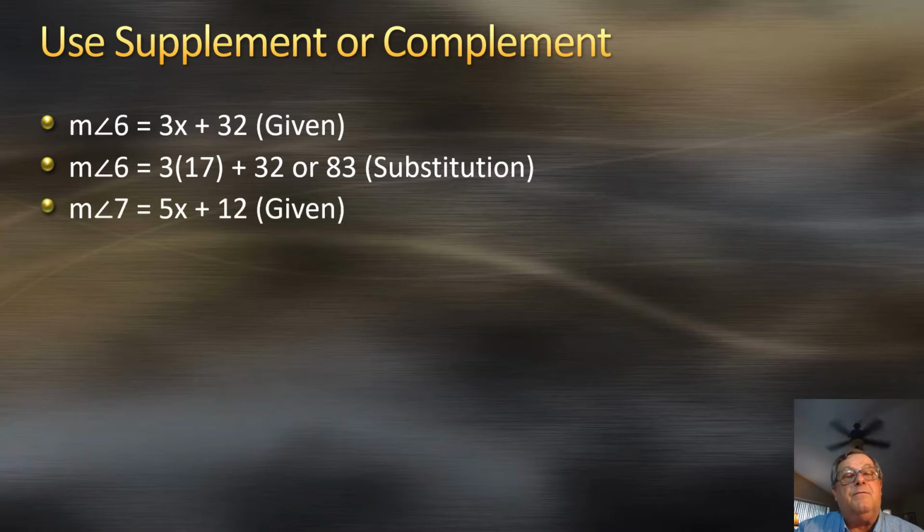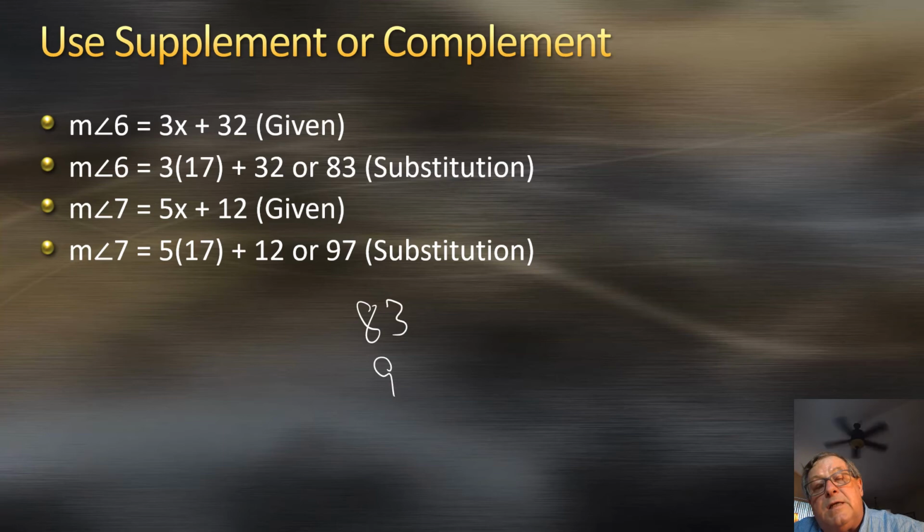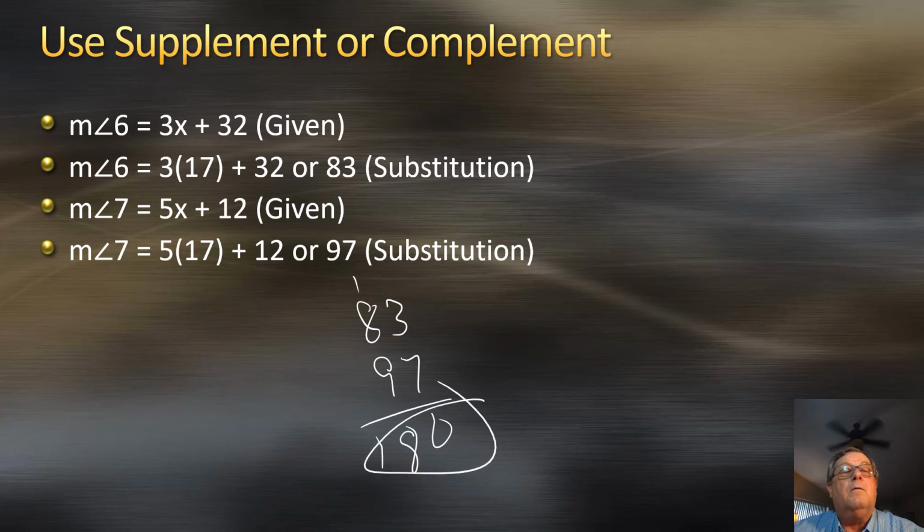Now how about the measure of angle 7? Well, the measure of angle 7 equals 5x plus 12. That was one of our given statements. And what do you think we're going to do next? We're going to substitute 17 for x. So the measure of angle 7 equals 5 times 17 plus 12, or 97. That's substitution. And I may just want to check myself. Does 83 and 97, not 94, 97, equal 180? Well, 7 and 3 is 10, carry 1. 9 and 9 is 18. Well, Shazam, there we go.